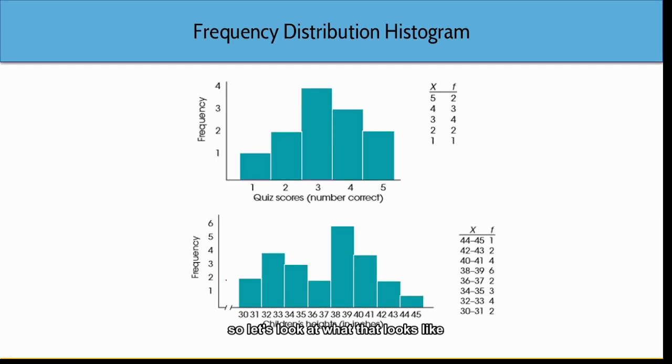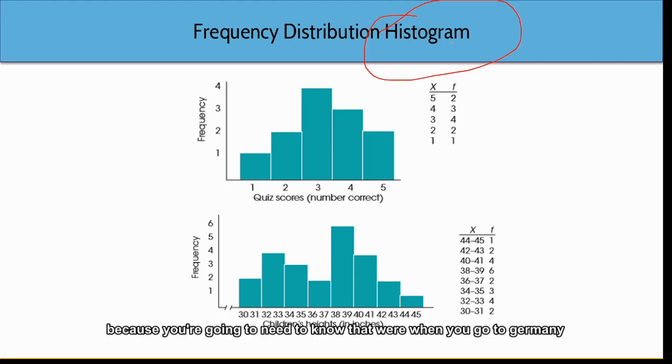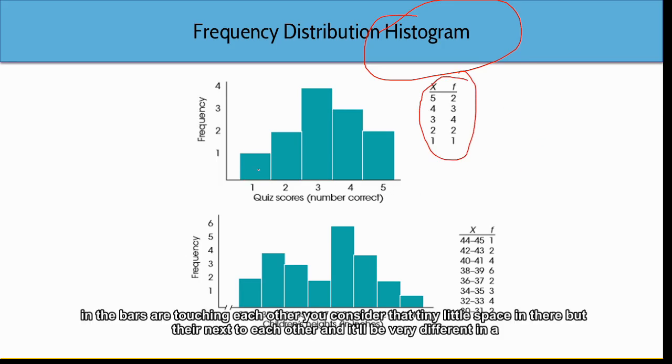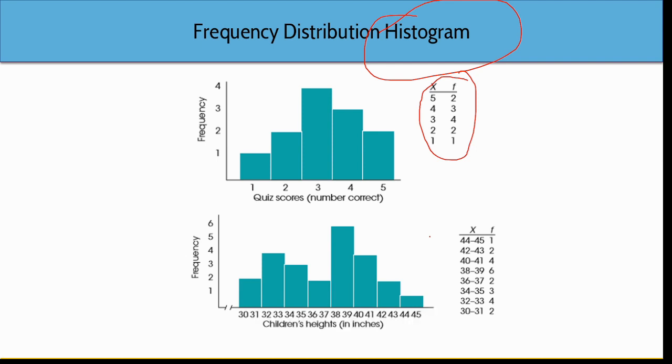So let's look at what that looks like. Here are 2 examples of frequency distribution histograms. Remember this word, because you're going to need to know that word when you go to Jamovi. So here are the raw data right there. And the bars are touching each other. You can see there's a tiny little space in there, but they're next to each other, and it'll be very different in a minute when I show you a different one.